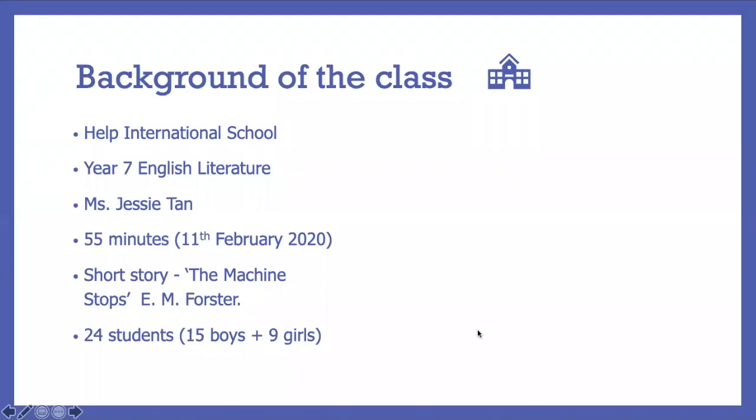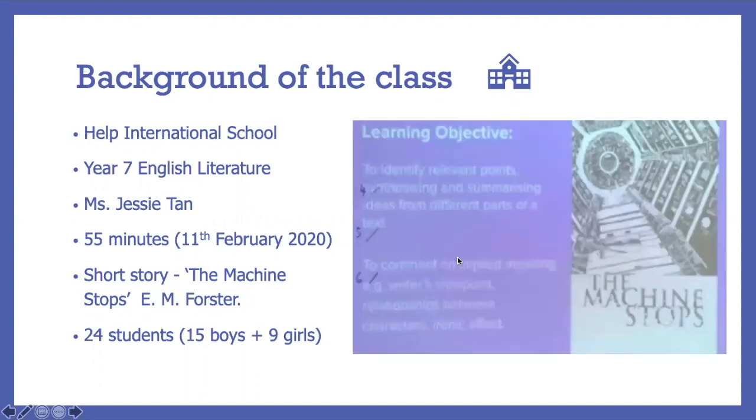The classroom observation was conducted at Help International School on 11th February this year. It was an English literature lesson for Year 7 taught by Miss Jessie. The lesson was 55 minutes long. They were learning a short story written by E.M. Forster, The Machine Stops. This is the lesson objectives.